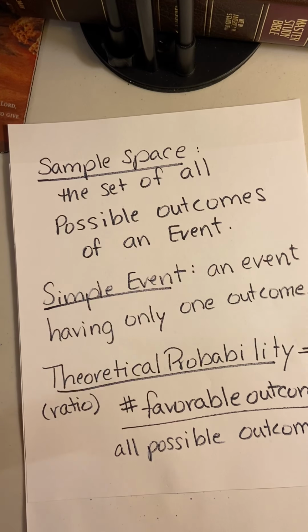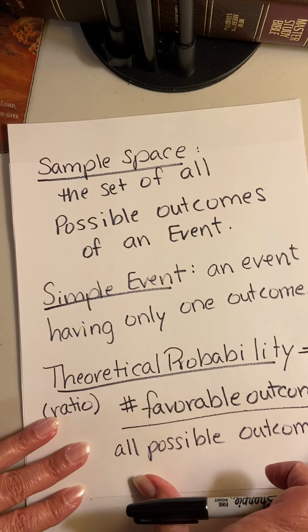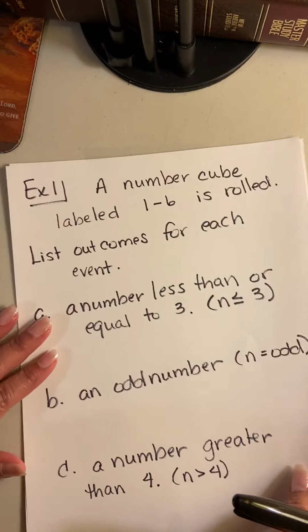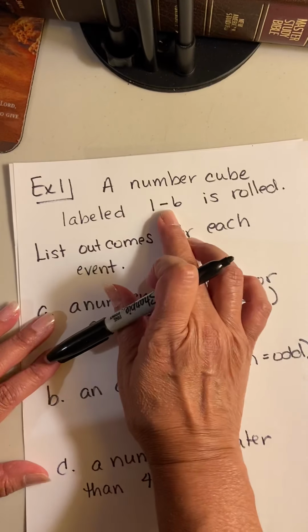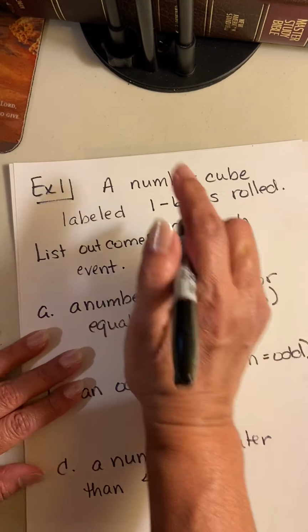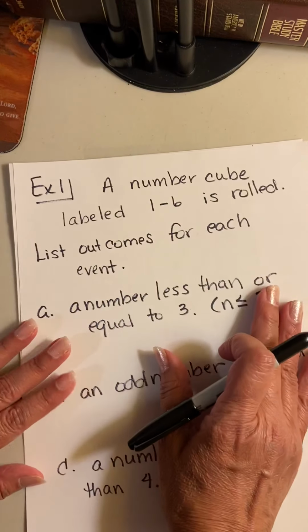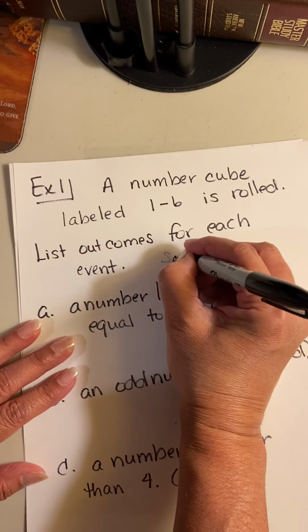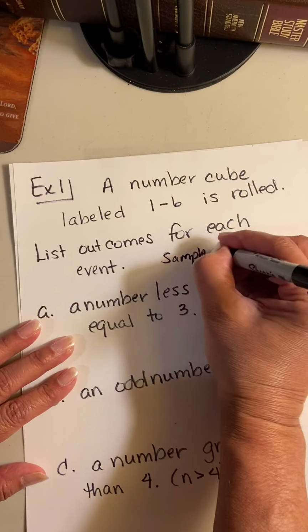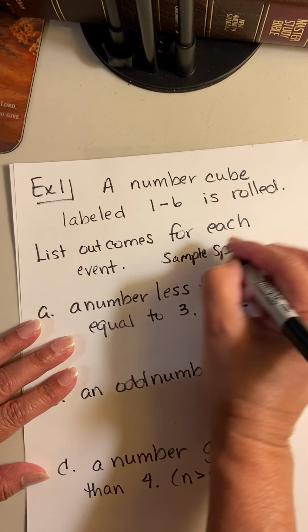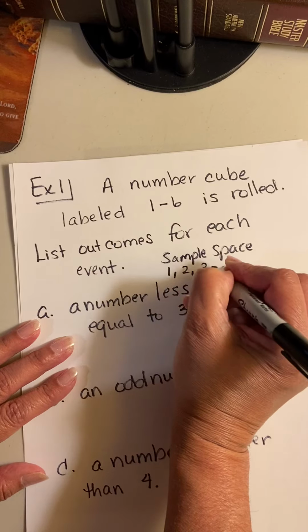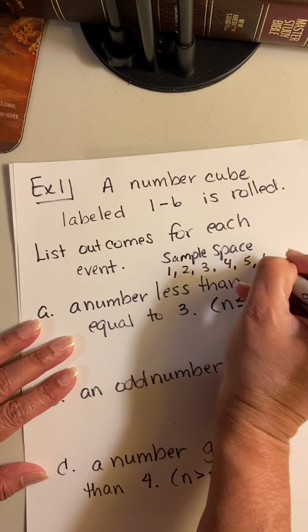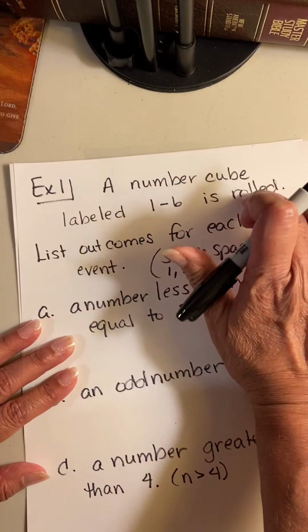Let's go ahead and talk about sample space and outcomes. Like I said, sample space is normally all the options. In example 1, a number cube labeled 1 through 6 is rolled. The sample space is 1, 2, 3, 4, 5, and 6. That's the sample space for this event.